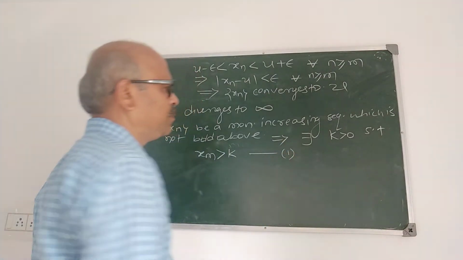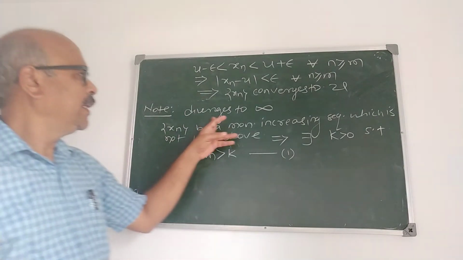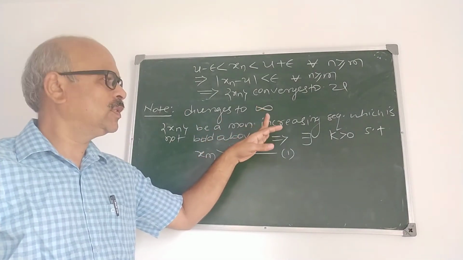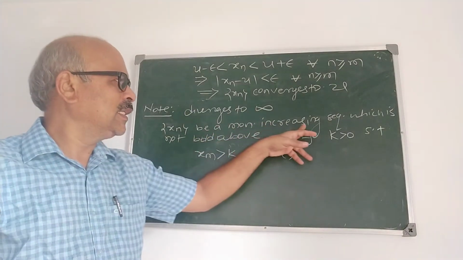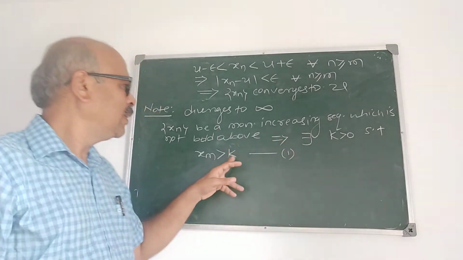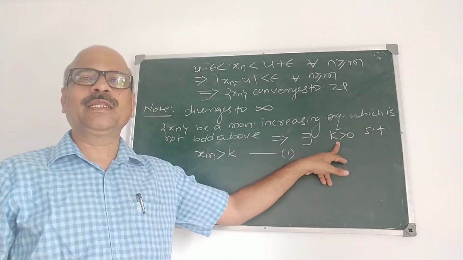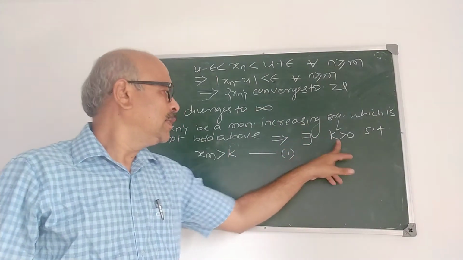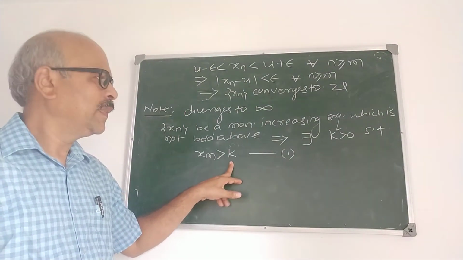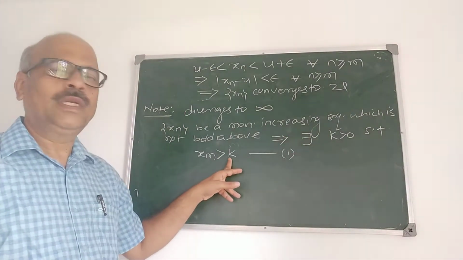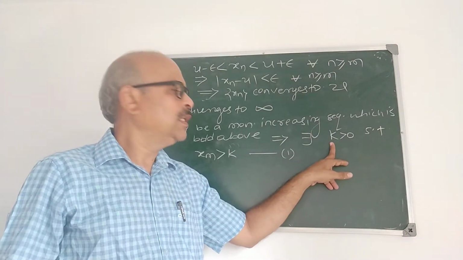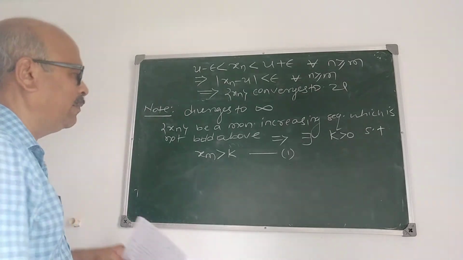Take this as 1. Suppose xn is monotonically increasing and it is not bounded above, then see what happens. Since xn is monotonically increasing, not bounded means for any k greater than 0 however large, there exists m so that xm is greater than k. It is not bounded, therefore if you take any positive real number however large, xm is greater than k.